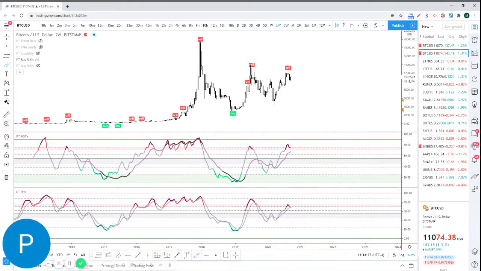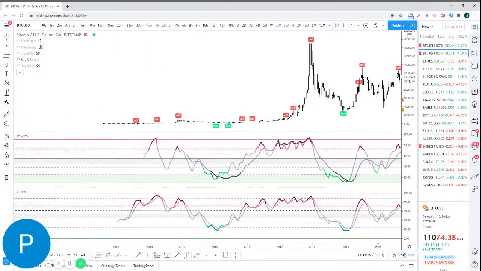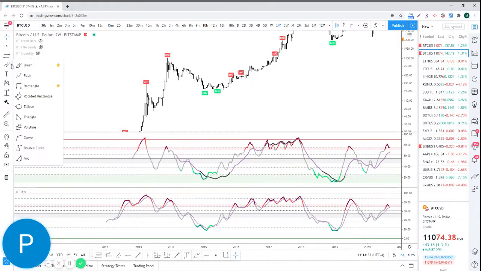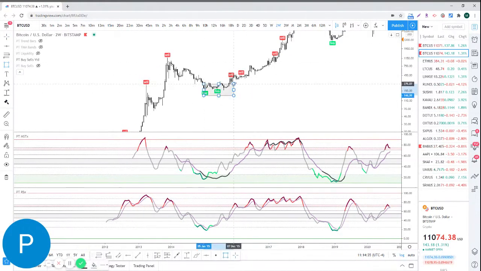Now look at the past, right? Look at the past when we had a bull run to get an idea of how well this works. 2014 was a bull run, right? This was a start. Right here. Same thing.